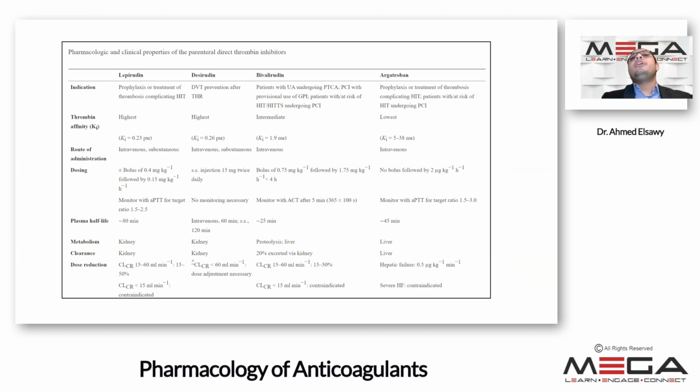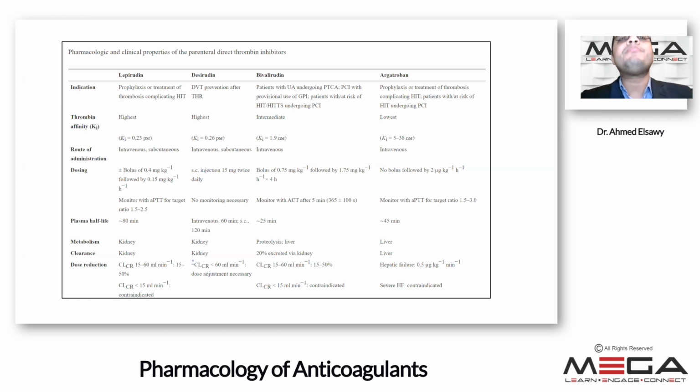Maybe bivalirudin can be used on ECMO circuits, and in patients at risk of developing HIT who are going to PCI. Argatroban can also be used in a patient at risk of HIT if he's going to PCI. I will not go through everything on the slide for the sake of time.